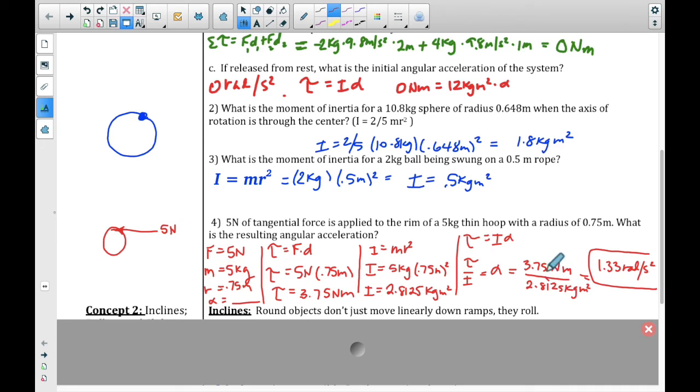In class, I'm going to show you how these units can cancel, because a newton is a kilogram meter per second squared, and so that's going to cancel with some of these. Anyway, it leaves us with 1.33 radians per second squared. That is our angular acceleration.